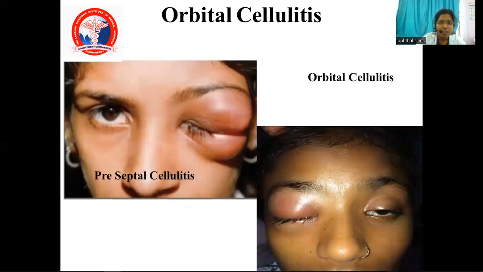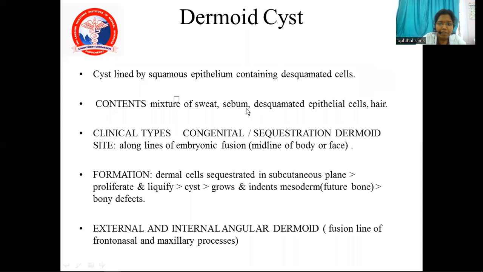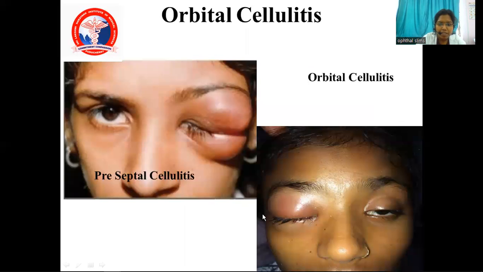Chandler's classification is used for classical orbital cellulitis, and the extent of the disease is evaluated with the help of MRI. So this is the difference between orbital cellulitis and preseptal cellulitis. In preseptal cellulitis, you can see the disease is restricted to the orbital septum, whereas in orbital cellulitis it is diffuse and there is no restriction, and it can extend beyond the orbital septum and sometimes up to the cavernous sinus and cause cavernous sinus thrombosis.